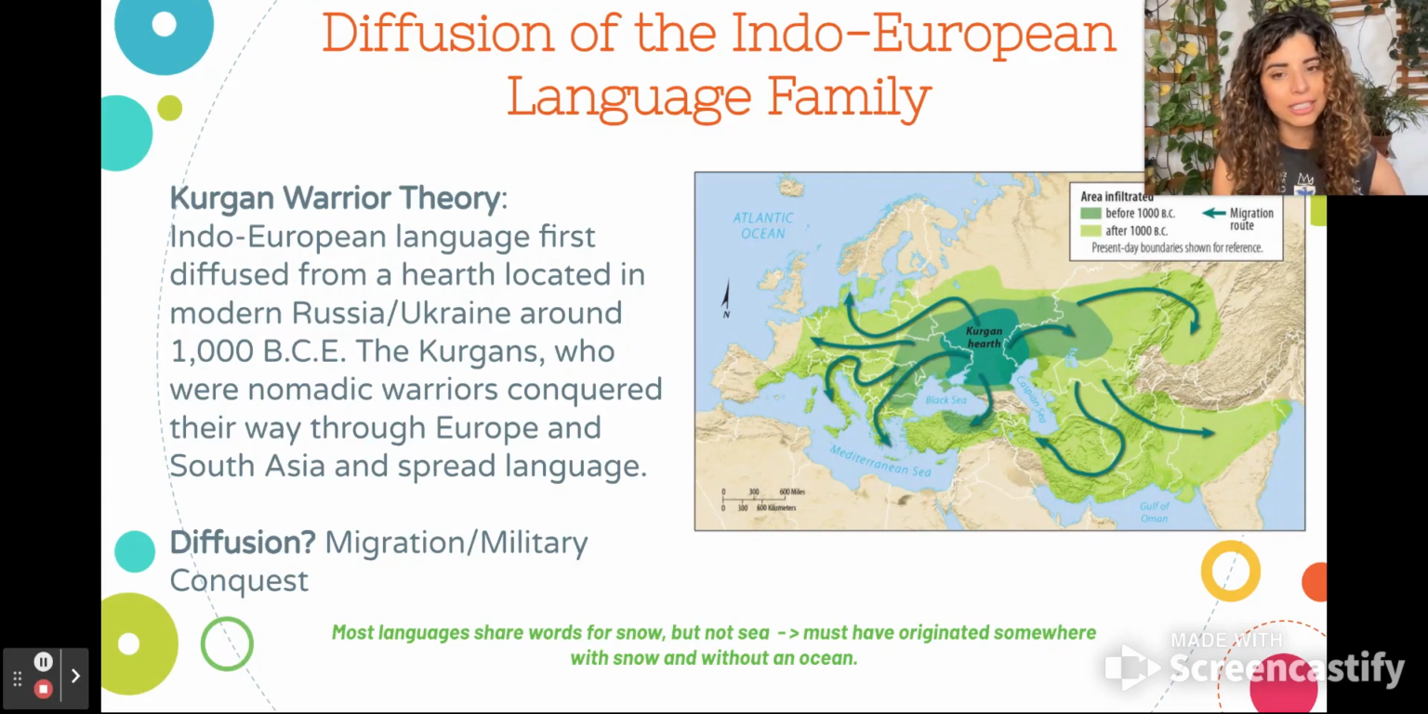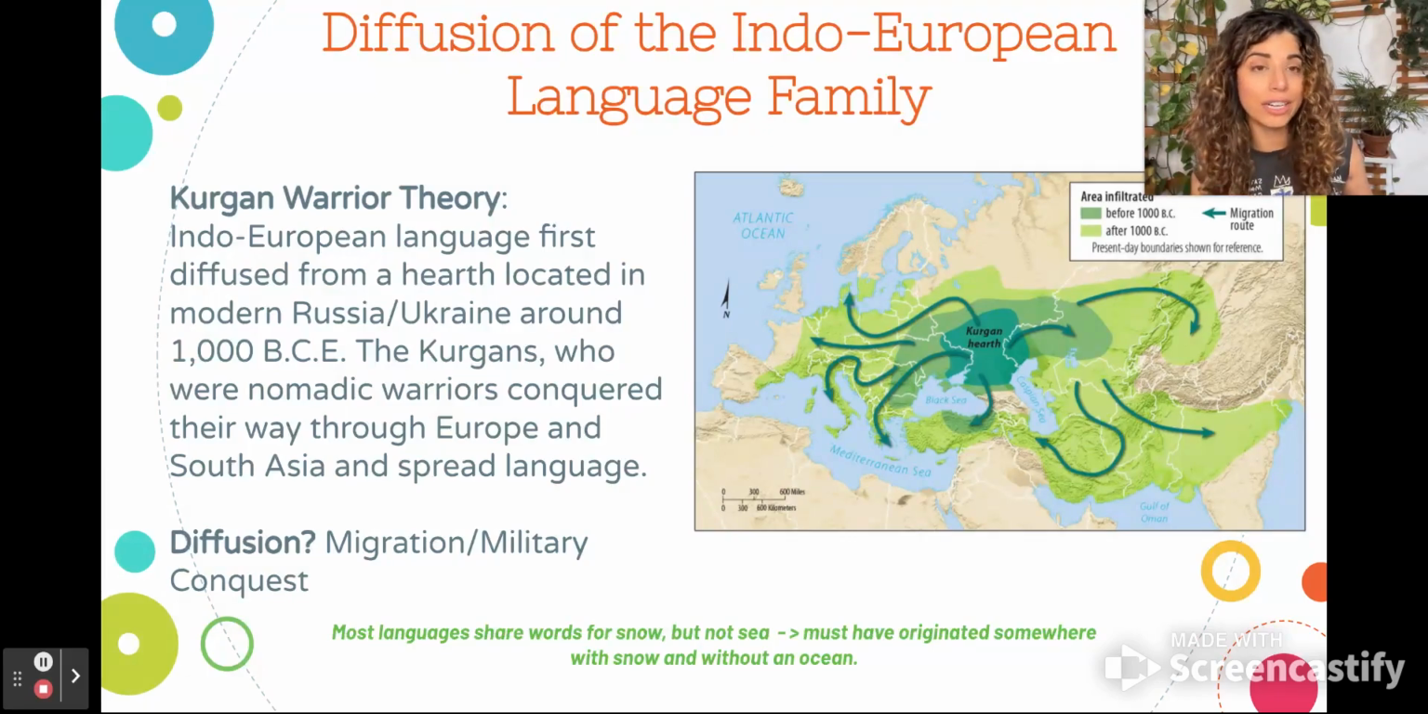But what I think is pretty interesting is how linguists who study this figure it out. We don't have official records of this, but it really has to do with the wording that these languages have. For instance, most of the languages within the European family tree, the Indo-European language family, have words for snow, but not for sea. Because they don't have that term, the conclusion is that they must have originated somewhere with snow and without an ocean.